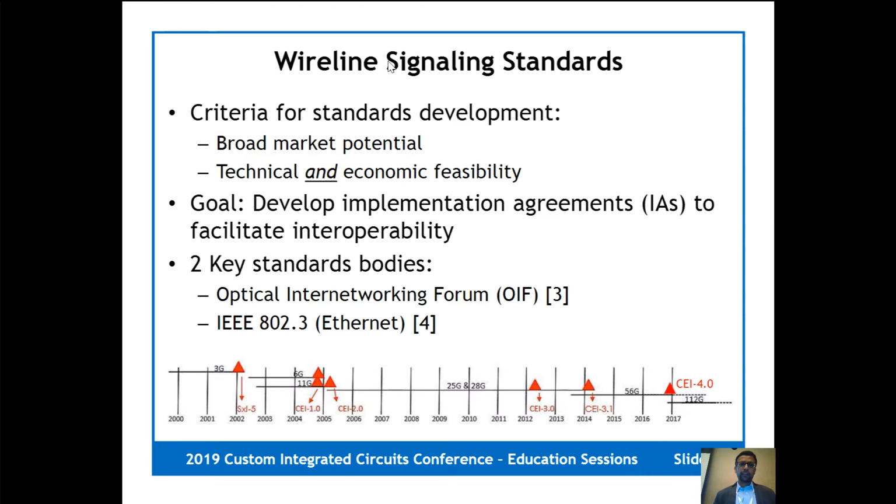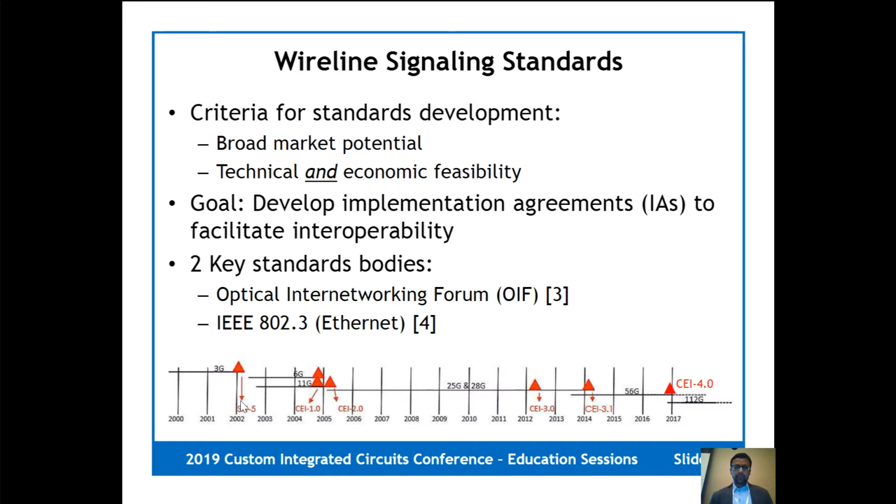On the wireline side, the two key standards bodies have been the Optical Internetworking Forum, or OIF, that typically has taken the lead in developing the electrical interface standards. So these are the so-called CEI, or Common Electrical Interface specs. And then on the optical side, the IEEE 802.3 body has been the leading standards organization for a few decades now. So this is the Ethernet working group.